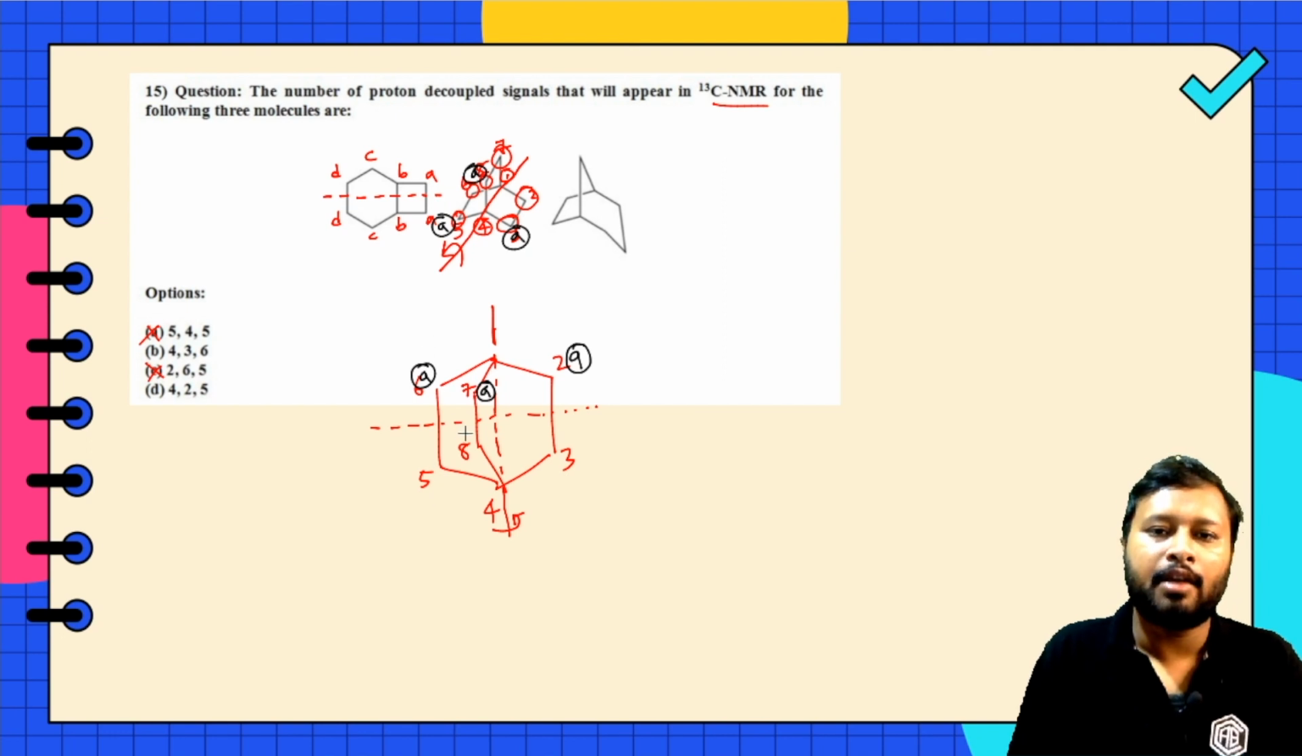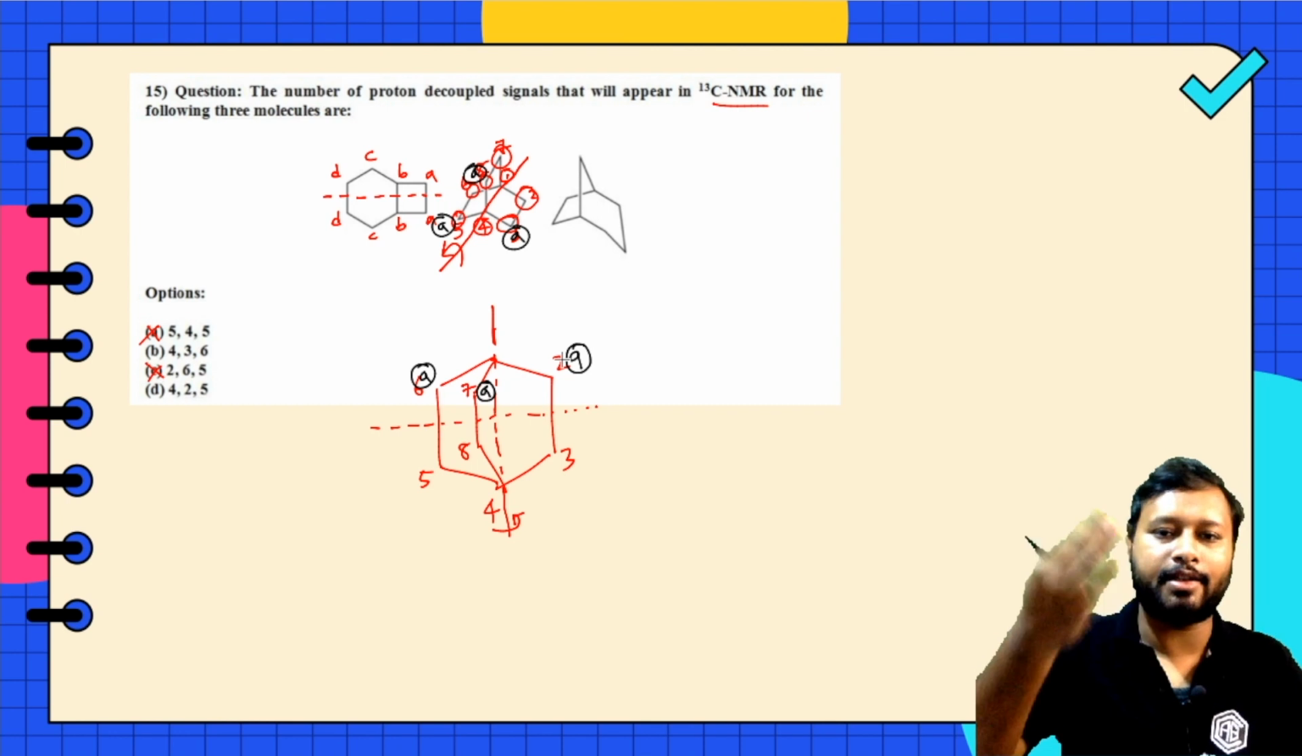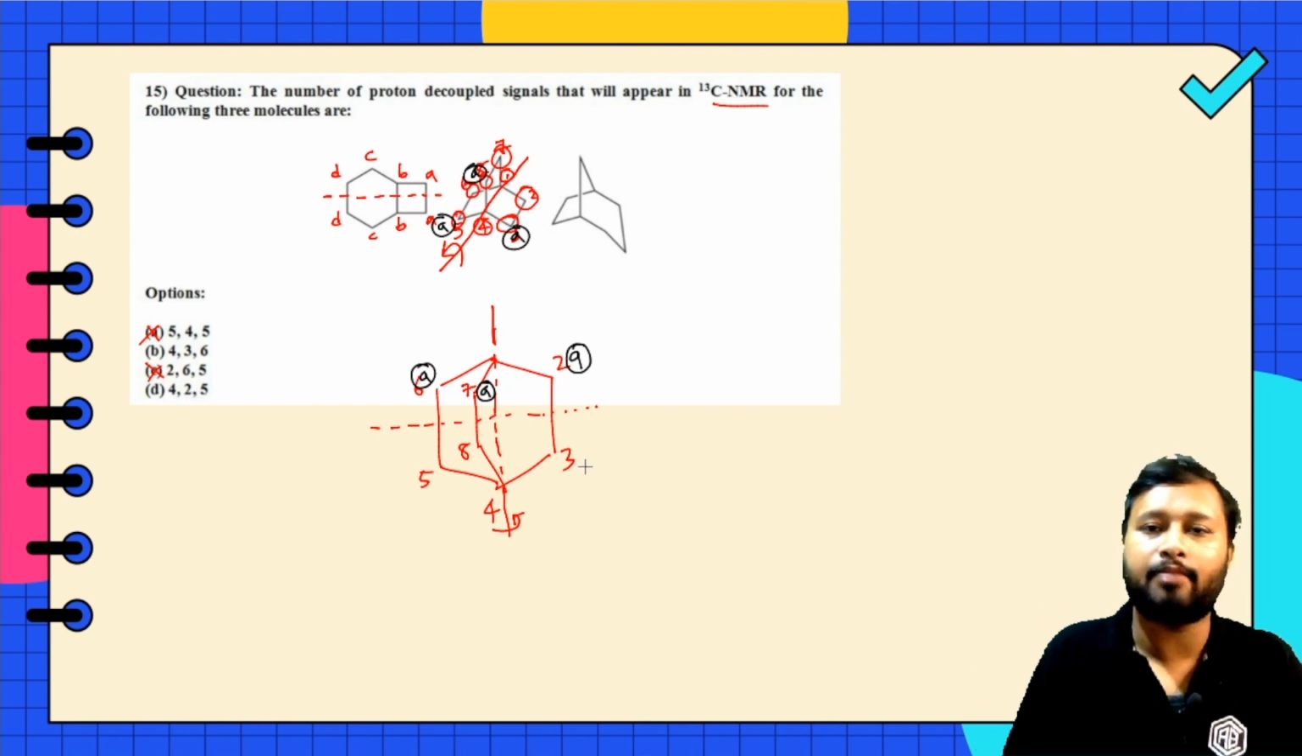Since there is a plane of symmetry, as I told you, on the other side of the plane, similar things are of similar type. So this will also become of type A, the other one is of type A, this is also of type A. Alright, now you have assigned it. Now the other thing is only this bridgehead carbon, this is of type B, and because of the plane of symmetry, this is also going to be of type B.